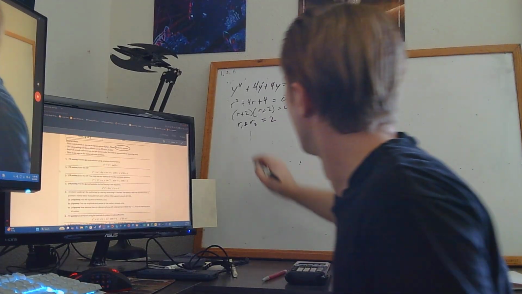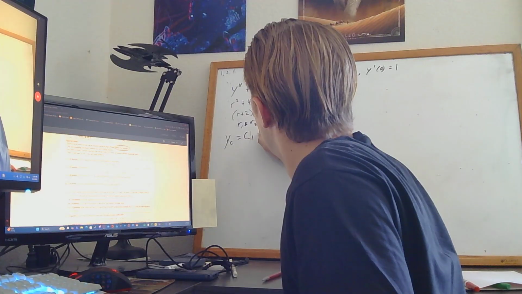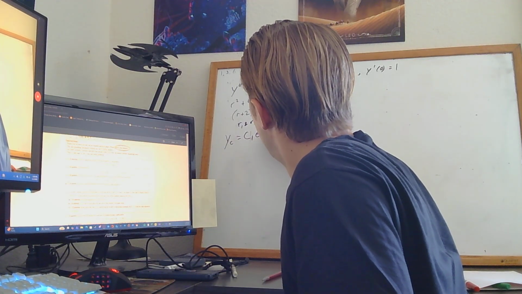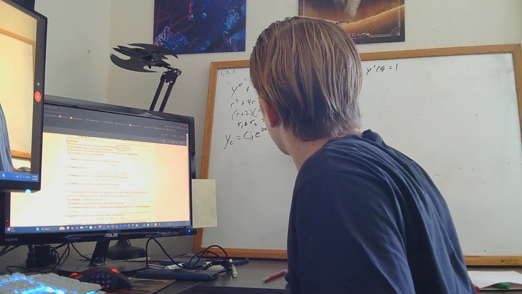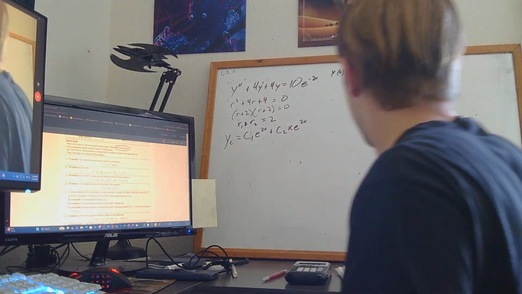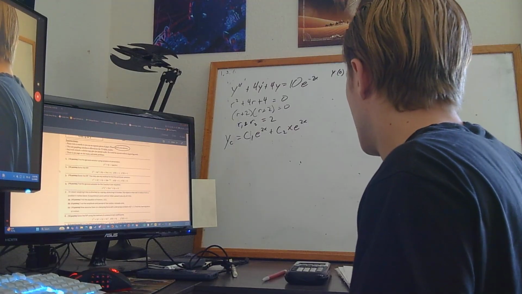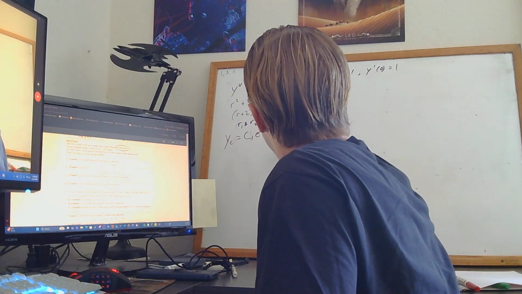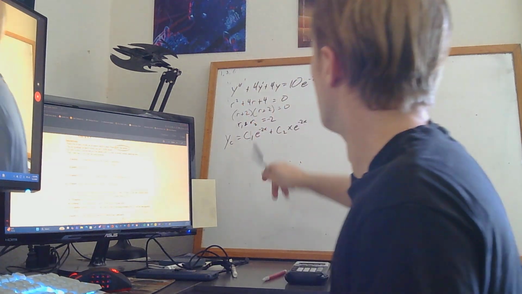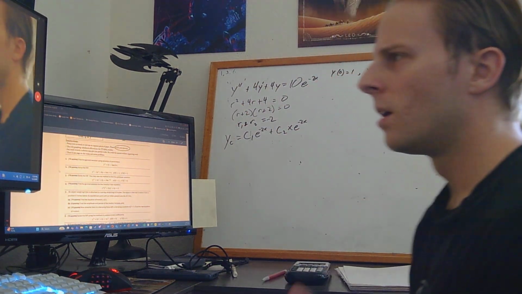So how does that go? y equals c1 e to the 2x plus c2 x e to the 2x, if I'm not mistaken. Right? Oh, it'd be minus 2, right? Yeah, it'd be minus 2, because minus 2 fits in there. So that's what r1 and r2 equal.